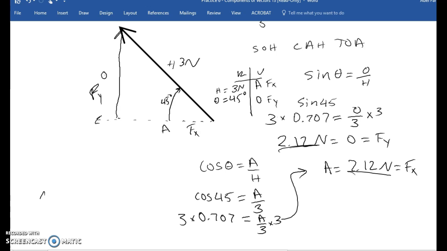So if you have any questions, let me know. Send me an email. This is how you resolve 2 components using SOHCAHTOA, and also how you draw the specific vector and where that angle goes. Okay, thank you.